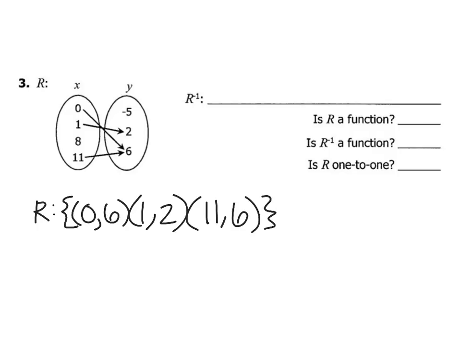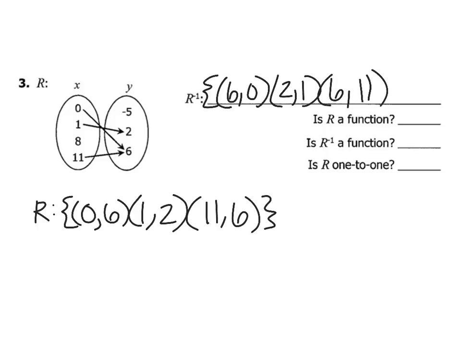Then if we want to write the inverse of this relation, switch the x and y values. So the inverse of this relation would be 6, 0, 2, 1, and 6, 11. Then we want to look, is our original relation a function? Do any of the x values repeat? The answer is no, they do not repeat. So yes, it is a function.